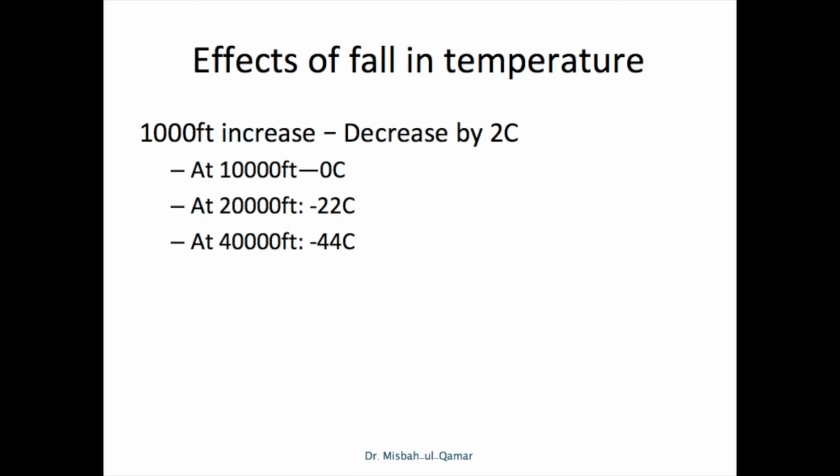Now, all of you might have witnessed the temperature change when you visit the mountains. With every 1,000 feet increase in altitude, the temperature decreases by 2 centigrade. And in winters, at 10,000 feet, the temperature could be 0 degree centigrade. At 20,000 feet, it could be minus 20 centigrade. And at 40,000 feet, it could be minus 44 degrees centigrade, and this situation is rarely pleasant. But these effects also depend on the wind velocity and humidity.